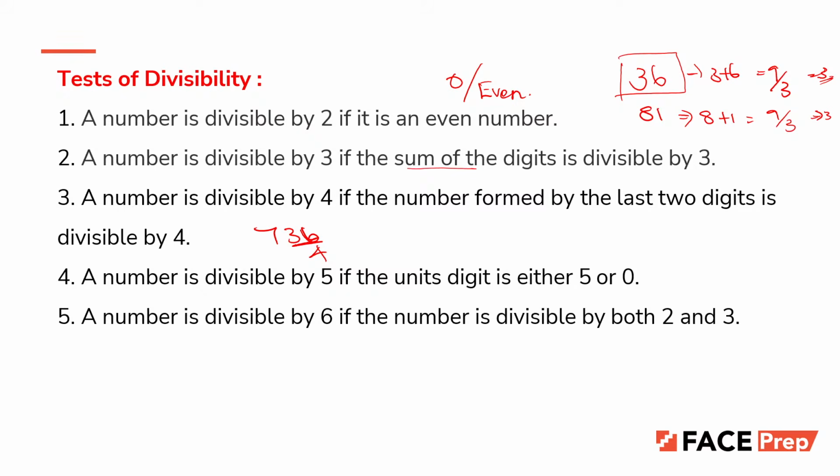Now let's check the number 5. A number is divisible by 5 if its unit digit is either 5 or 0. Let's take a number like 755 or 750. Any number ending with 5 or 0, you may apply it, right? And let's go with the number 6.